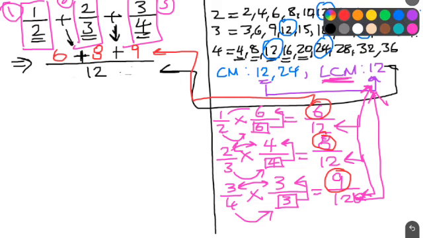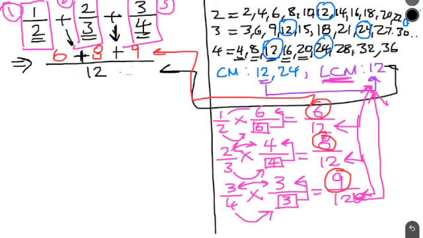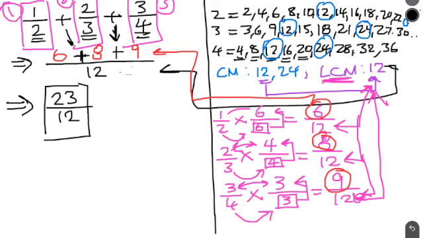So now we have all 3 numbers because it's 3 fractions. So now we proceed to the next step. 6 plus 8 is 14. 14 plus 9 is 23. And we see that our answer is 23 over 12.